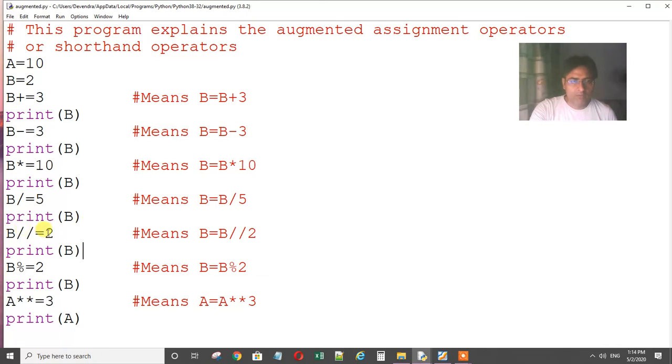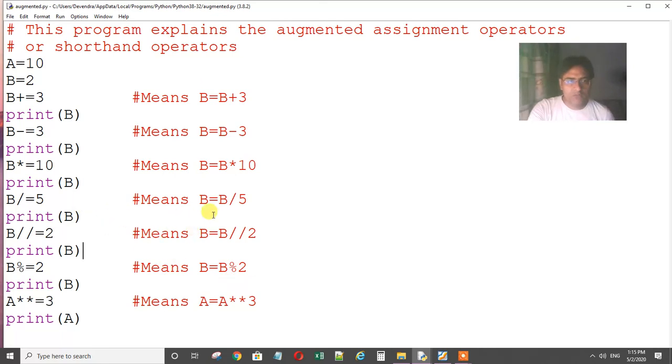B floor division equals 2 means b equals b floor division 2. B modulus equals 2 means b equals b modulus 2. And then a exponentiation equals 3 means a equals a exponentiation 3. So these plus equals, minus equals, multiplication equals, division equals, floor division equals, modulus equals, and exponentiation equals are augmented assignment operators or shorthand operators. They have their equivalent meaning like these.